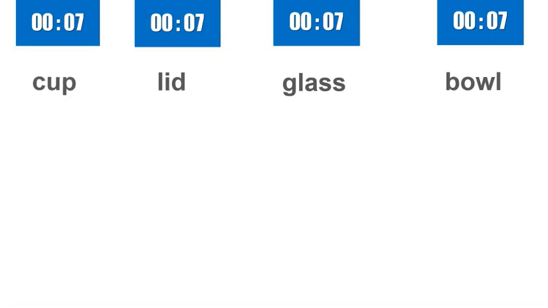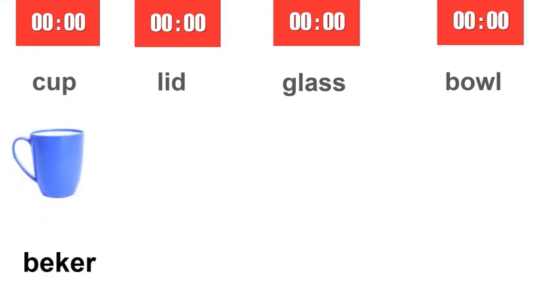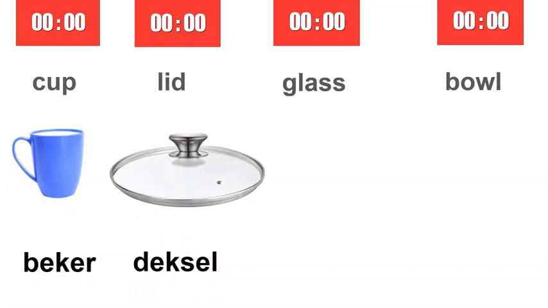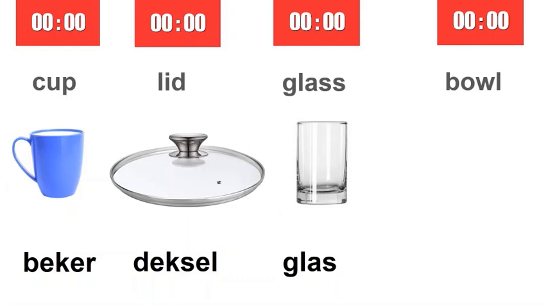What is a cup in Afrikaans? What is a lid in Afrikaans? What is a glass in Afrikaans? And what is a bowl in Afrikaans? Let's see your answers. Cup is a beker, lid is a deksel, glass is a glas, and bowl is a bak.